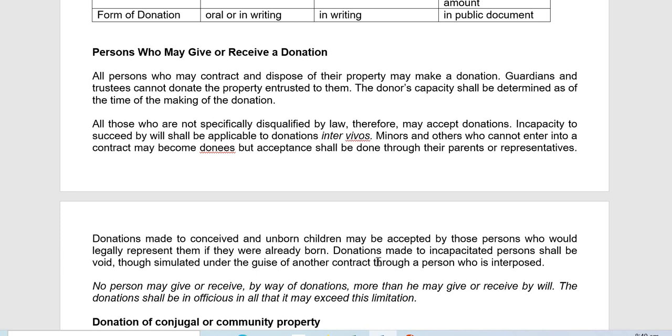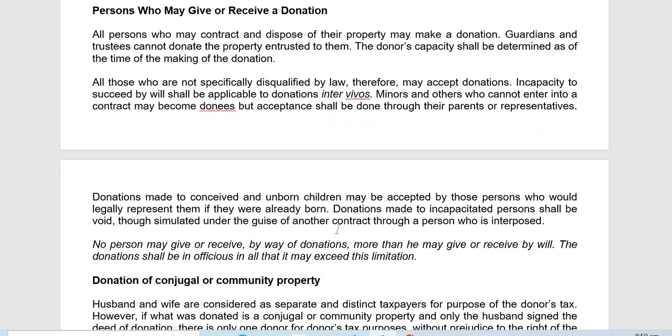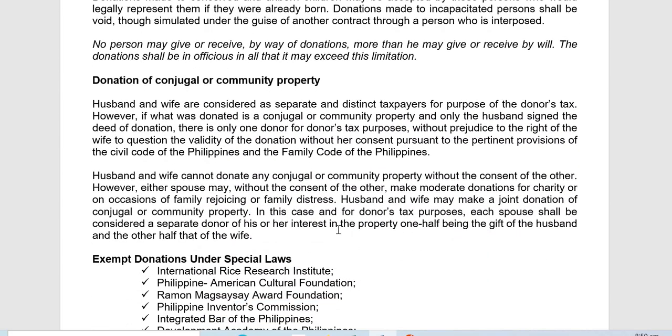So, donations made to incapacitated persons shall be void, whether through simulation or under the guise of another contract, or through a person who is interposed. So, that's it. Now, about donation of conjugal or community property.